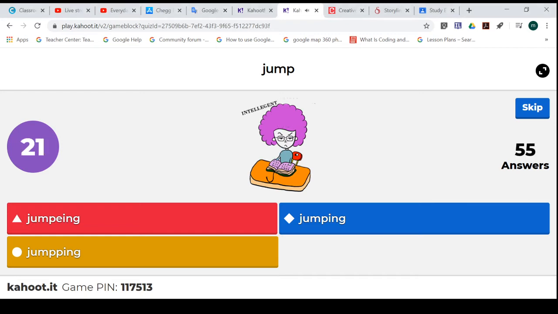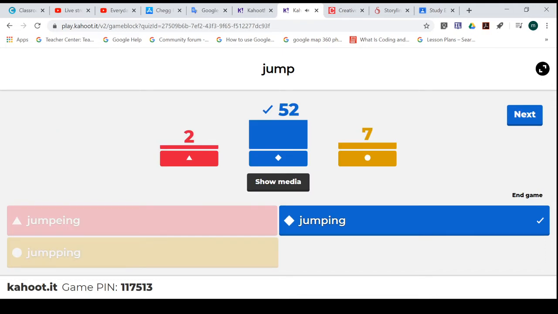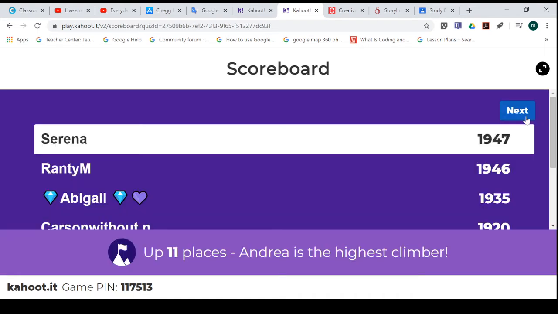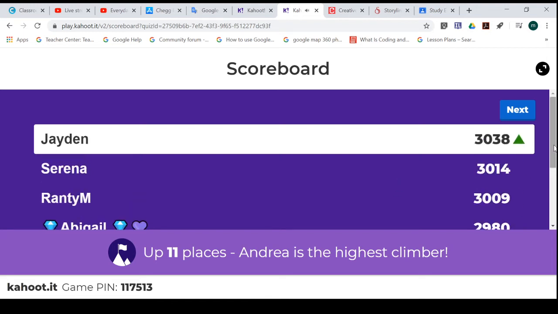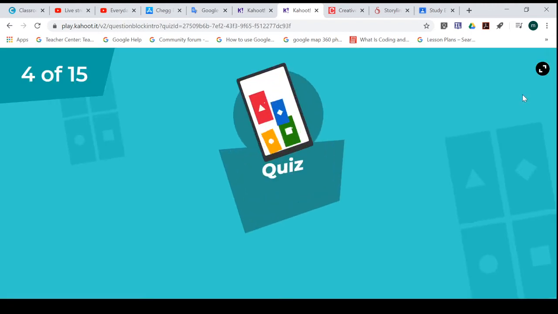So which one is it, guys? It is indeed blue. So you just add ing onto jump. Now again, we'll talk about the rules later, but I do recommend just trying to use your memory for spelling: jump, add ing. Okay, Jaden's moved up to top spot. Will he stay there? Let's find out.